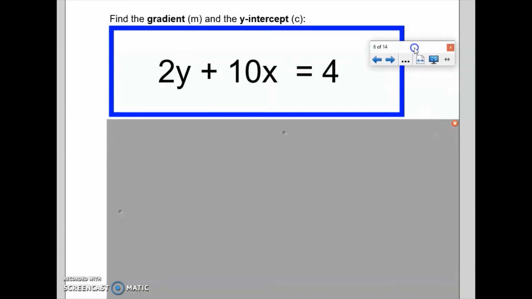Okay, could you do the same for this question? Could you pause the video and find the gradient and y-intercept and have a go at sketching the graph?